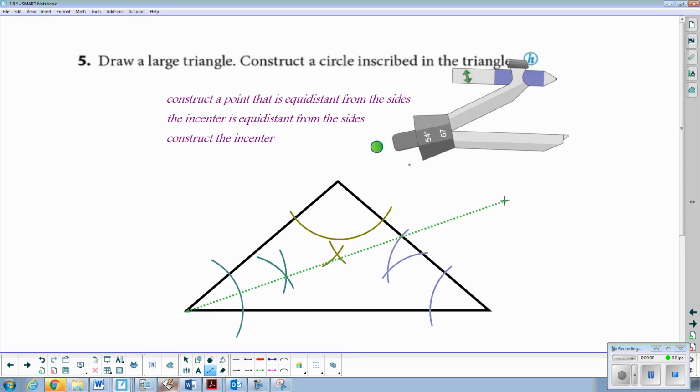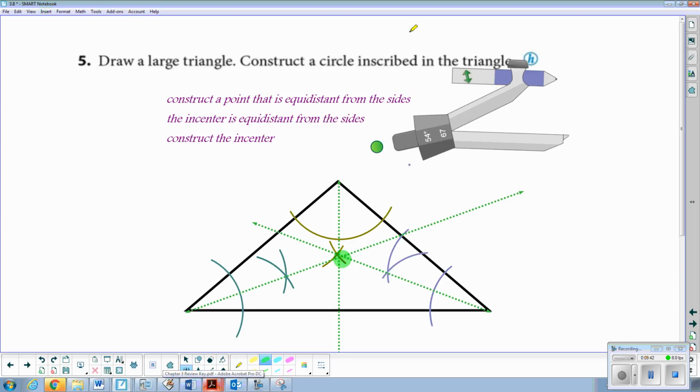So through the vertex, through one of those points, through the vertex, and through this point, and through the vertex, and through this point. Alright, so this is the point of concurrency with all 3 angle bisectors, right here. So this is the in-center. Okay, so now this is the center of our circle.